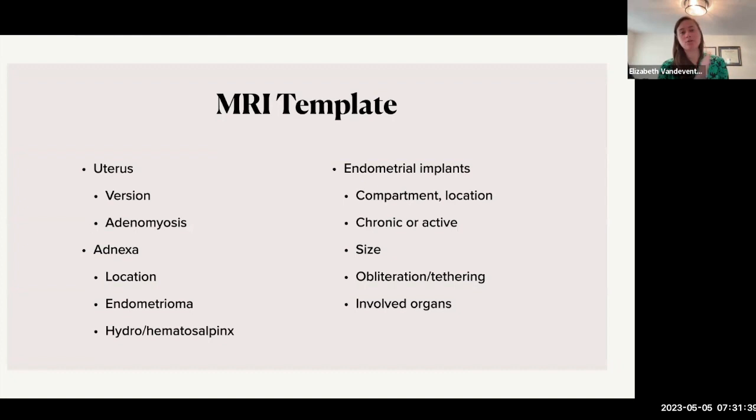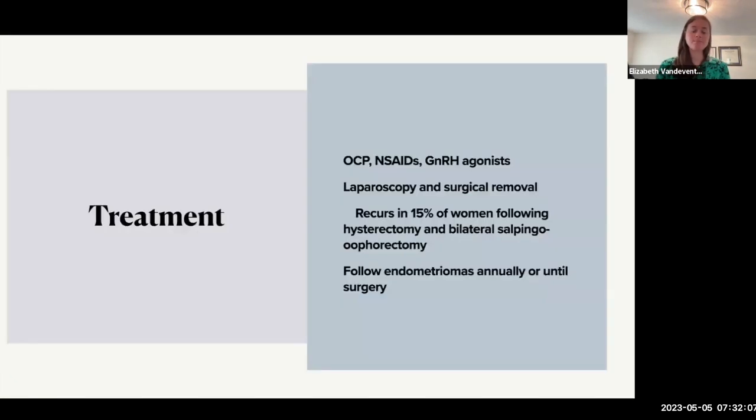Then finally, I usually go compartment by compartment, looking anterior, middle, and posterior to evaluate for any sort of endometrial implants. You want to look at whether they're chronic or active, meaning cellular or acellular. You want to evaluate the size. And again, you want to look for any obliteration or tethering, even if you don't see a clear implant. If you see a loss of space or any organs that appear abnormally tethered together, that can be an indication that there's something there that you're just not seeing. Then obviously describing the involved organs.